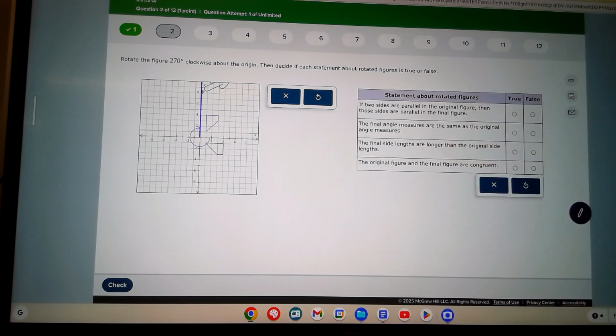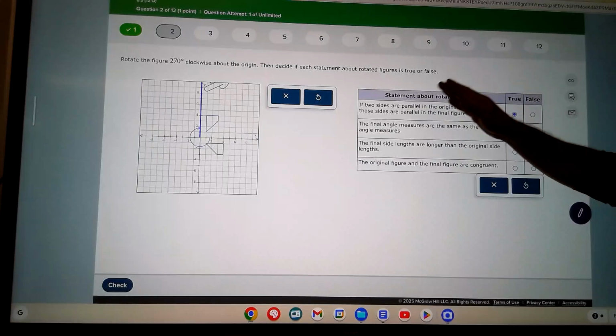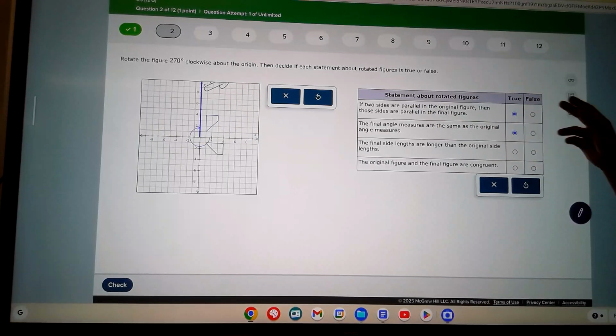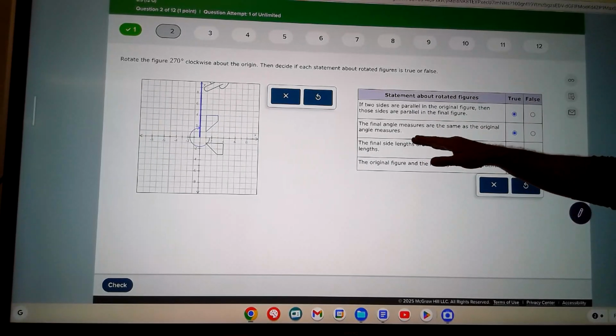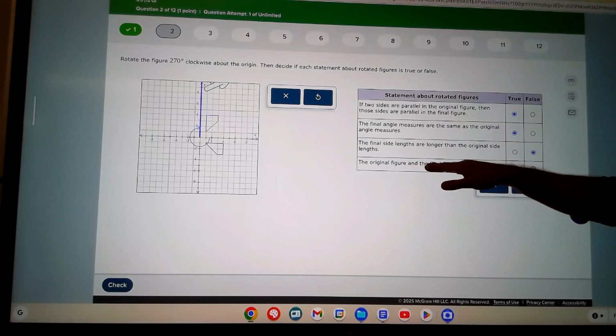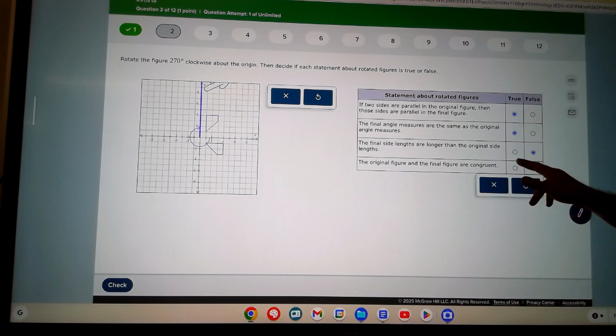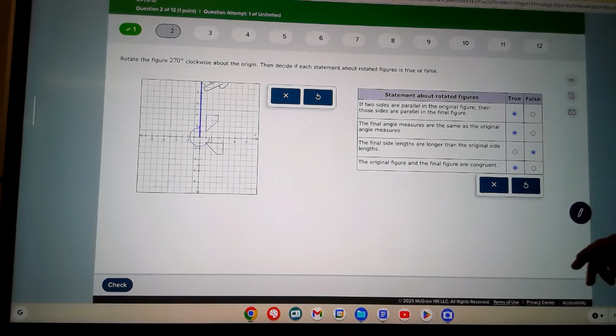If two sides are parallel in the original figure, then those two sides are parallel in the final figure. Yes, we didn't change anything about the parallel sides. The final angle measures are the same. True, I didn't change any angle measures. The final side lengths are longer. That is false. That's only if we dilate it. We're not. We're just rotating. The original figure and the final figure are congruent. Yes, nothing changed, just the location of where it was changed. So they are congruent.